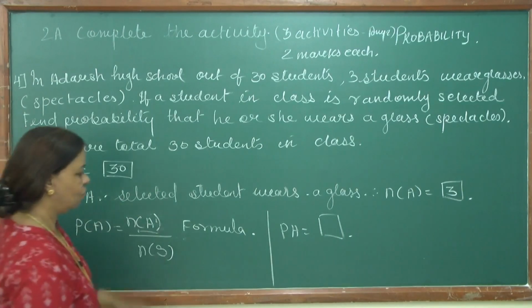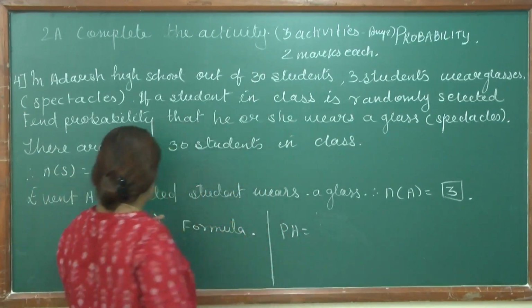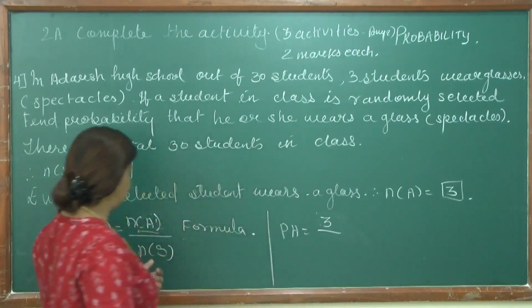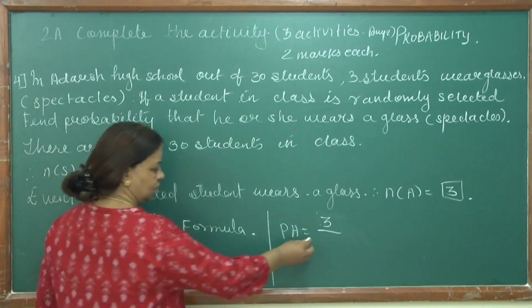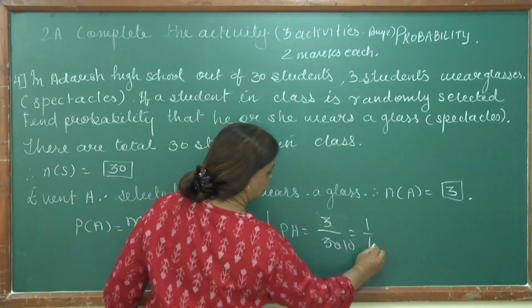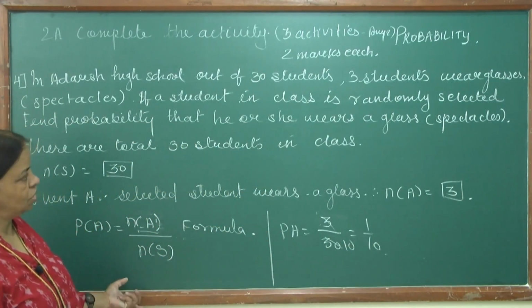Now apply the formula. If I want to solve it, what will I get? The number of elements in A is how many? 3. 3 upon the number of elements in the sample space, 30. So 3 tens are 30, so it will be 1 upon 10. So the probability of A is 1 upon 10. Children, you can pause and solve this.